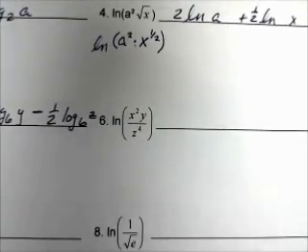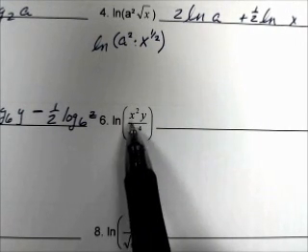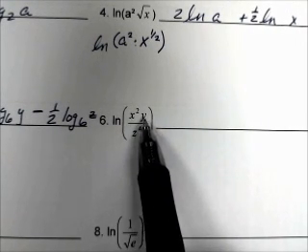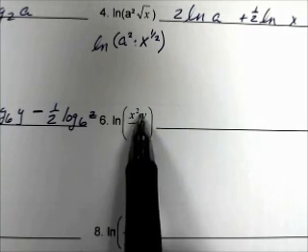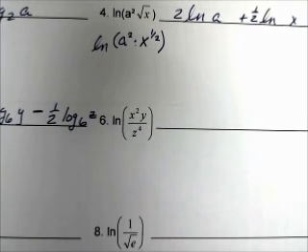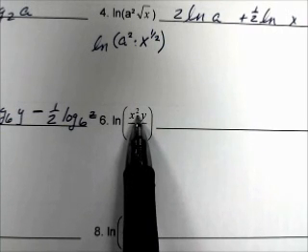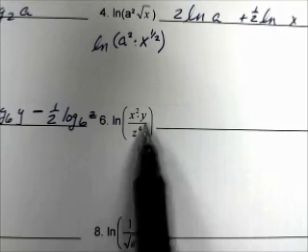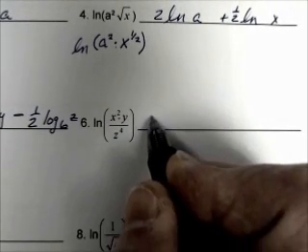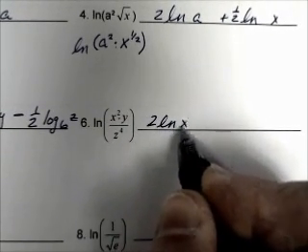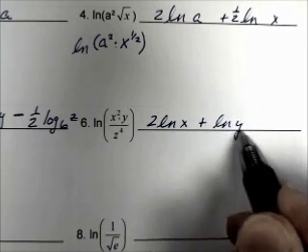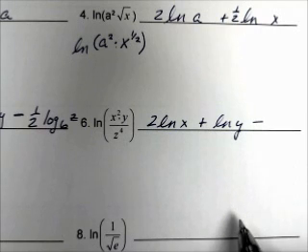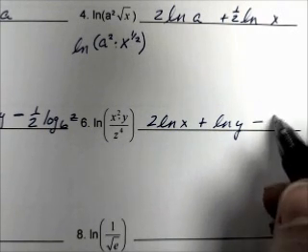Number 6, we have ln of x squared times y divided by z to the 4th. Now just keep in mind these powers will come out as multipliers. The multiplication here expands to addition and division to subtraction. So we have 2 ln of x plus ln y minus 4 ln z.